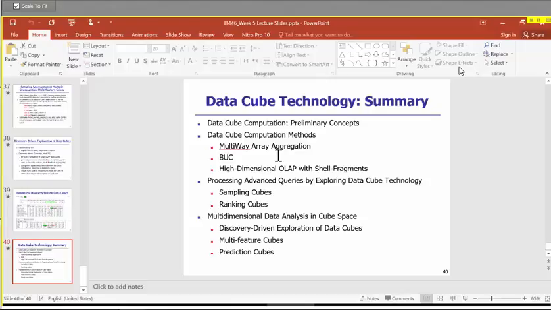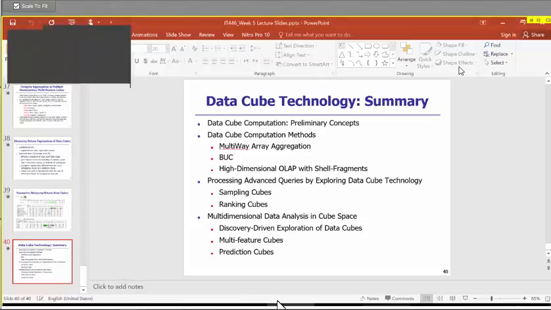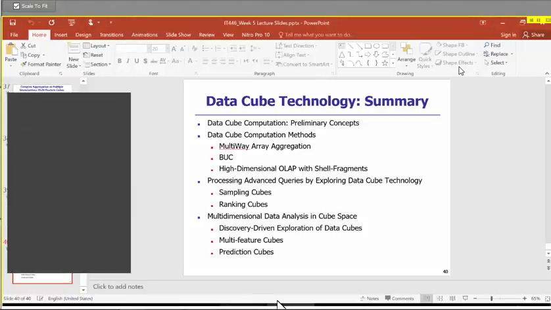Then we looked into the processing of advanced queries by exploring the data cube technology, in which we studied the sampling of the cubes and ranking of the cubes. And then we also discussed multidimensional data analysis in cube space, for example, discovery-driven exploration of data cubes, multi-feature cubes, and prediction cubes. Okay, so that's it for this week.